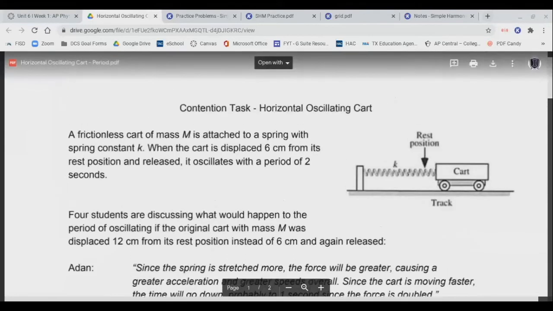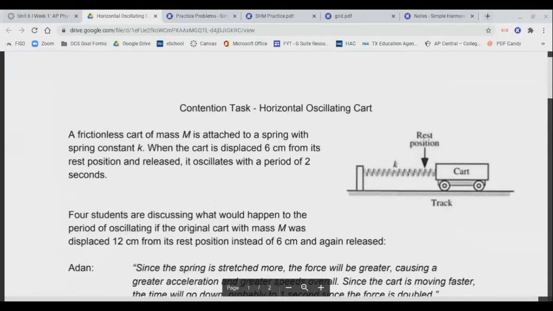So what could we say? Now let's go back to our esteemed colleague from the west side of Frisco. Tell us, why is it that the period's not going to change? Because even if you stretch, in terms of the formula, it's square root m over k. There's no distance in the formula. So regardless of how much you change the distance, the period's not going to change.